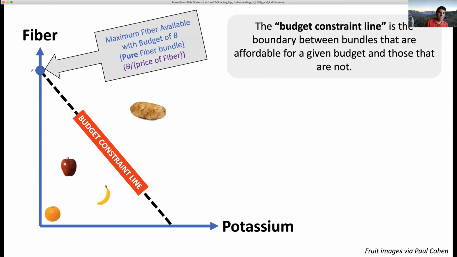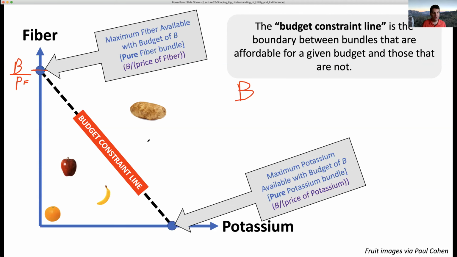That budget constraint line, which you'll play with today, starts with a budget of B. So let's say a budget of B dollars. If we know the price of fiber, which we'll call PF, then if we divide our budget by the price of fiber, we can figure out the maximum amount of fiber that we could possibly buy, which is that point right there. Then if we know the price of potassium, we can divide our budget by the price of potassium, and we know the maximum amount of potassium we could possibly buy.